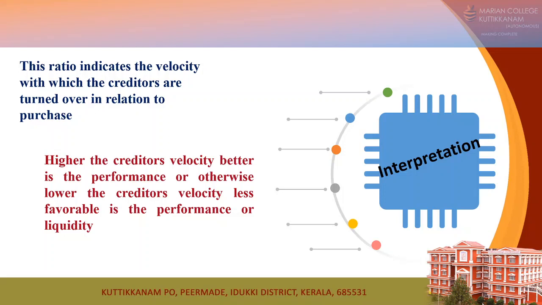Now we will see how we can interpret this creditors turnover ratio. Creditors turnover ratio indicates the velocity or speed with which creditors are turned over in relation to purchase. So higher the creditors velocity or creditors turnover ratio, better is the performance, or otherwise lower the creditors turnover ratio, less favorable is the performance or liquidity.